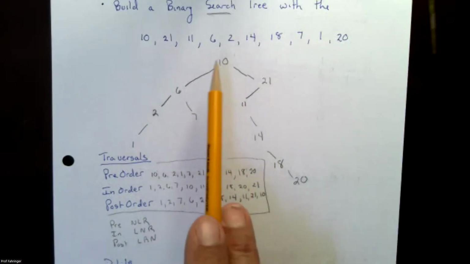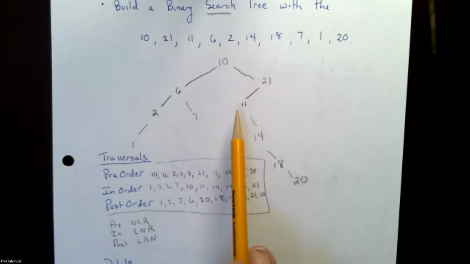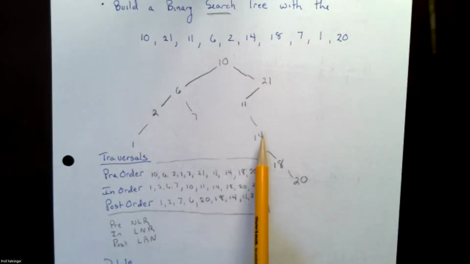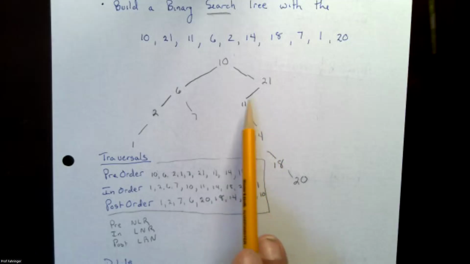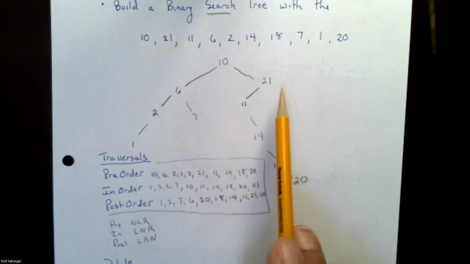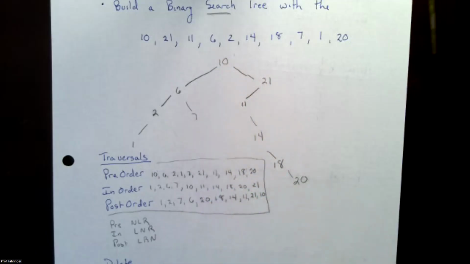And instead of doing the node, I go to the right. Once I get over here, I go left. There's no left, so I go right. There is no left, so I go right. There is no left, so I go right. 20. Then I go back to the node, and I keep going back to each node, and then finally the last node.